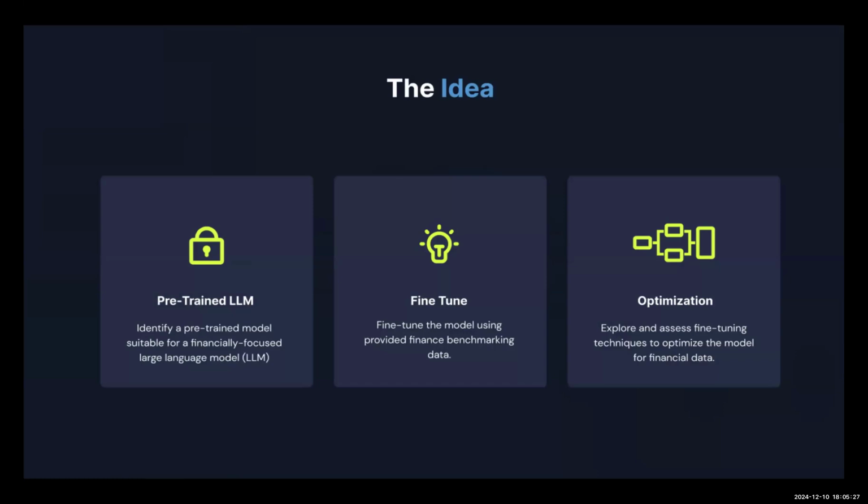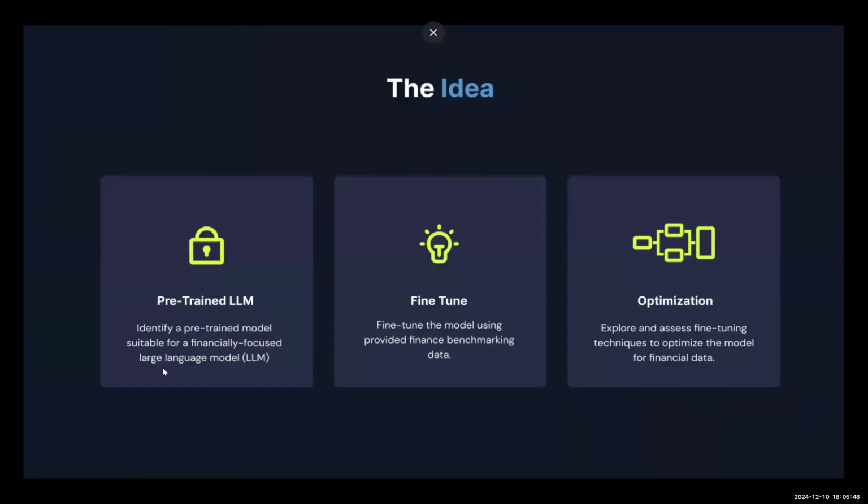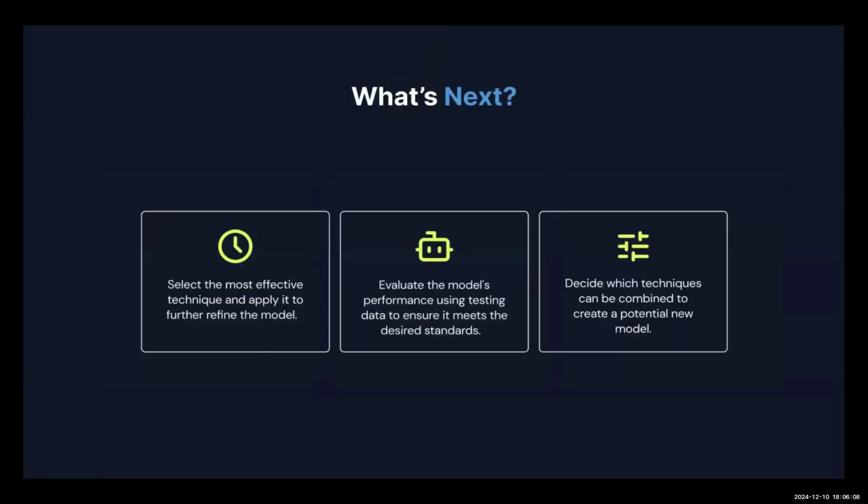The birth of our project happened when we decided we needed a pre-trained LLM, to identify a model that was pre-trained and suitable for financially focused large language models. We'll go a little more into which models we looked at and the ones that we used. Then we knew we had to fine-tune this model based off of different data. Luckily, Nathan gave us this finance benchmarking data, and we were able to use that as a really nice working point. And then finally, we knew we had to optimize the model, so to explore and assess the fine-tuning techniques to optimize the model for financial data specifically, because this was such a niche targeted model.